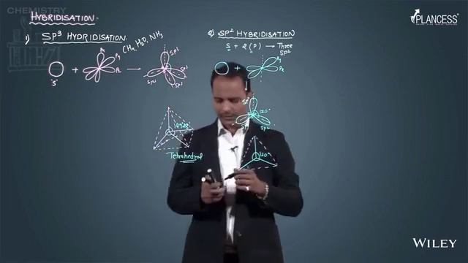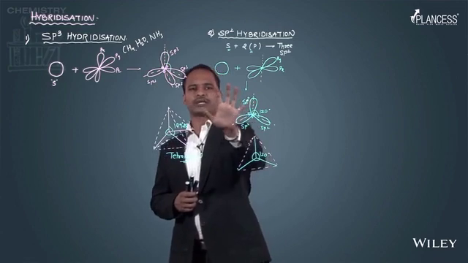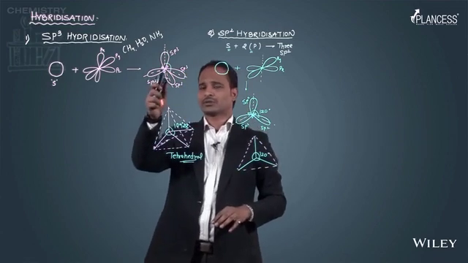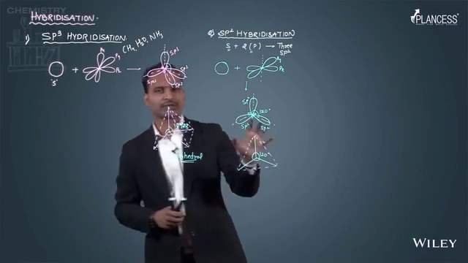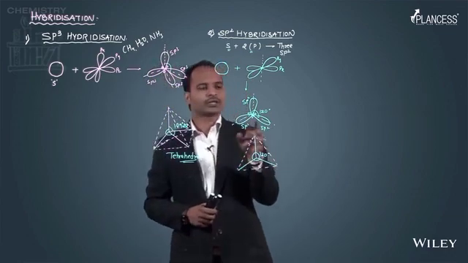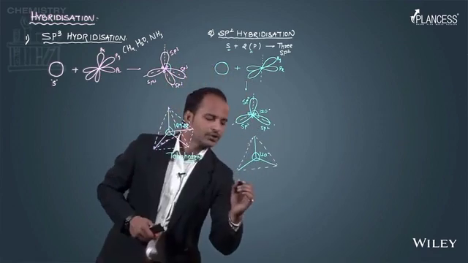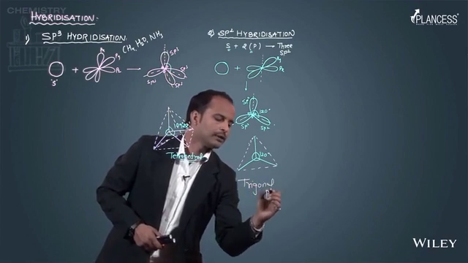This is called trigonal planar geometry because all three orbitals are present on the same plane. That means it comes in a two-dimensional figure. In the animation we saw that all four orbitals cannot come to the same plane, but in this case all three orbitals are present in the same plane, and that's why the name is given: trigonal planar geometry.